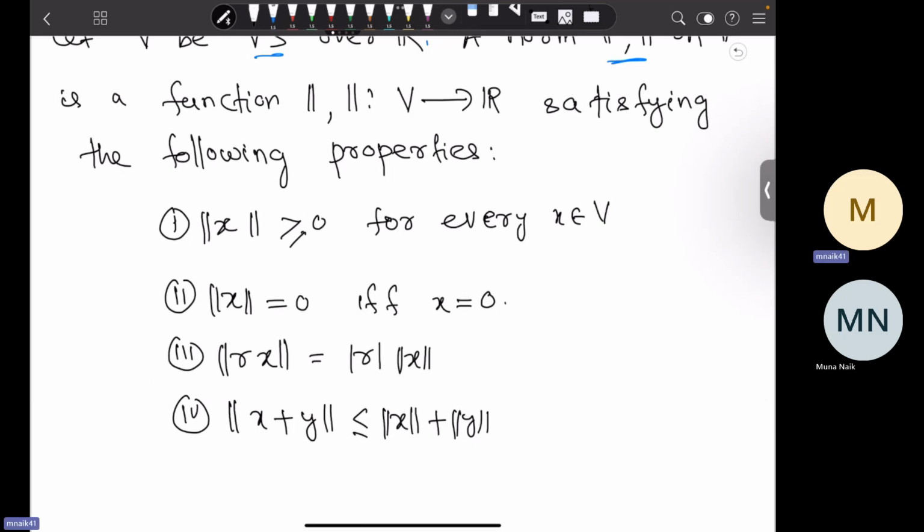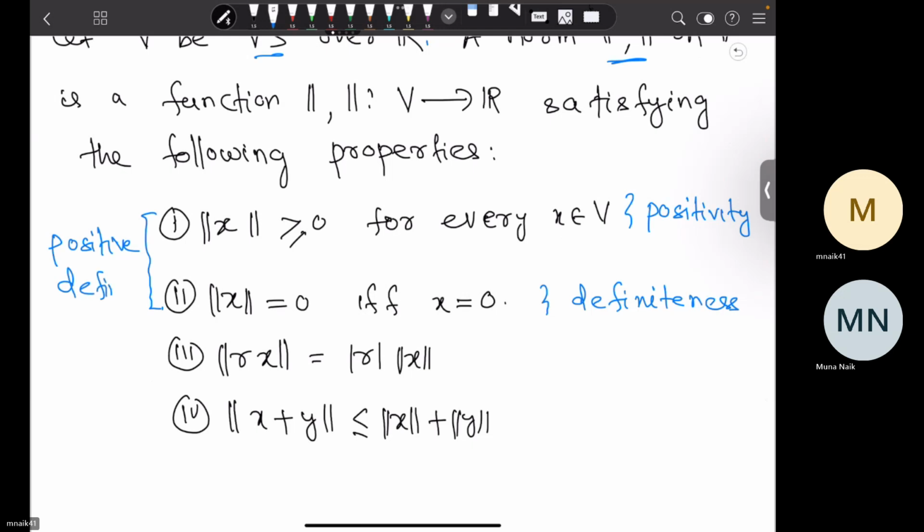So this property one is called positivity. And the second property is called definiteness. These two properties combined, people say that the norm is positive definite. This happens for all x belonging to B, for all x, y belonging to B. The third property is called homogeneity, and the fourth property is the triangle inequality.